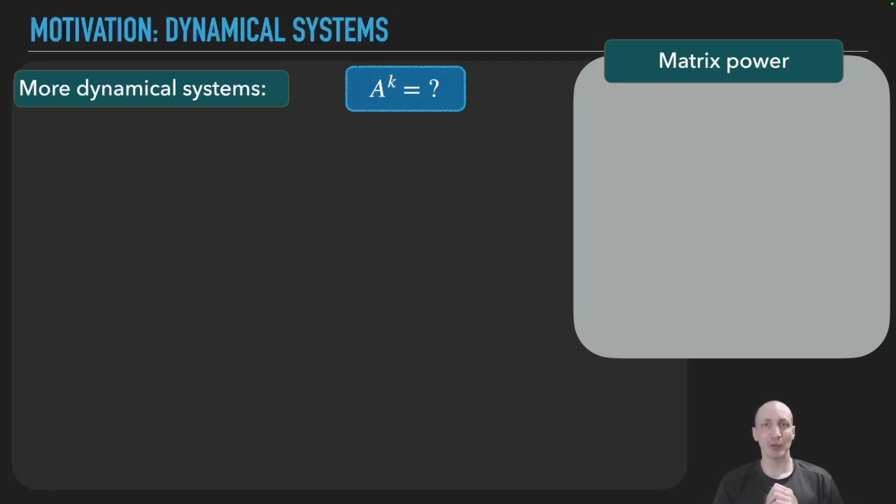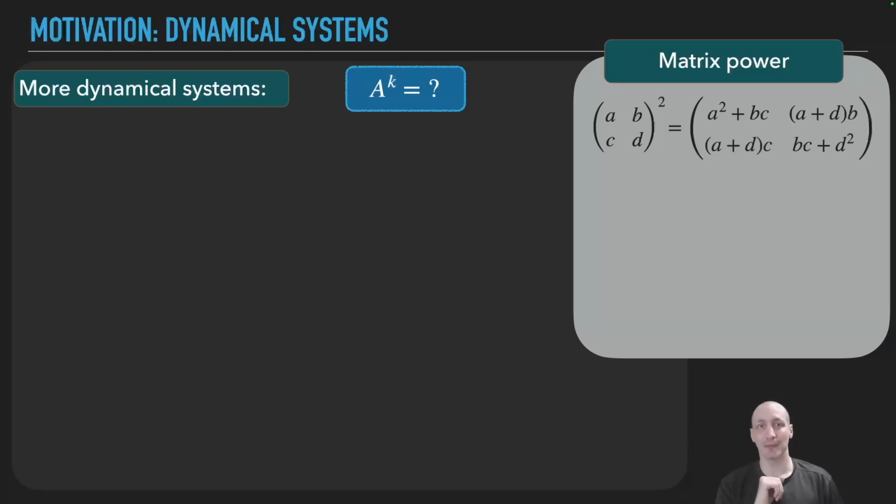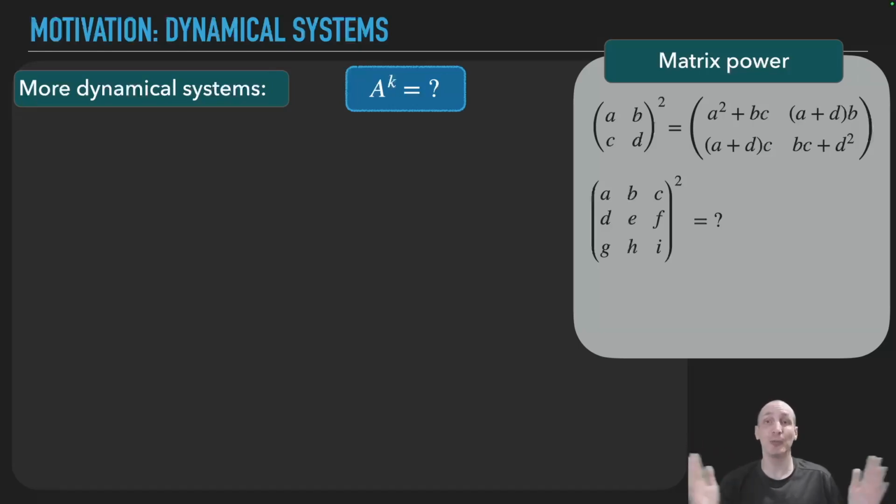Okay, so let's start with the simplest example. Let's take a 2 by 2 matrix and take k equals 2. So I just want to compute the square of a 2 by 2 matrix. So this is not too hard, right? I can actually write it down. However, if I go to a 3 by 3 matrix and I want to write it down, I cannot do it. This is just too big to write down.